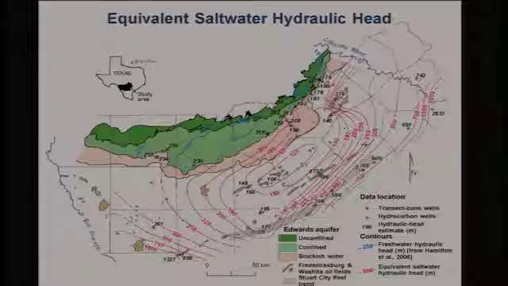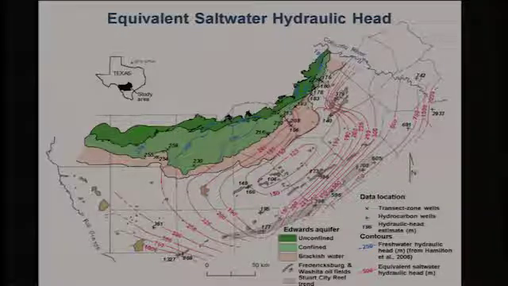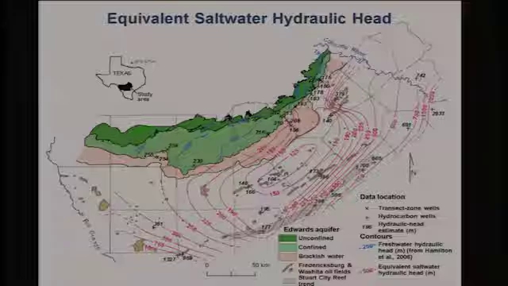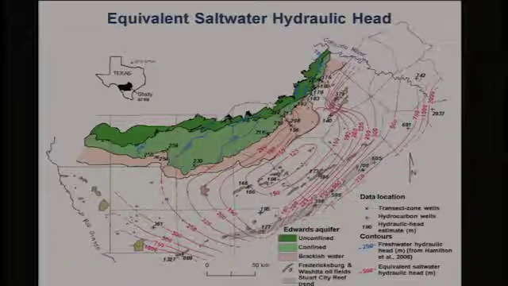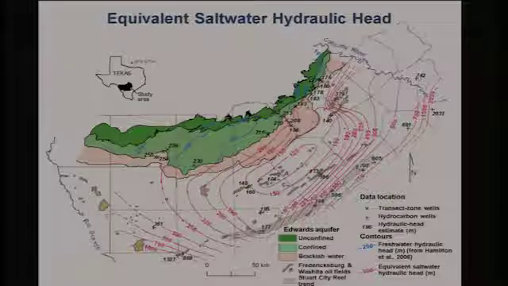Now, a few things to point out. First and foremost, we have heads along the Stuart City Reef trend in excess of 1 to 2,000 meters above sea level. So theoretically, according to these data, if you were to put a standpipe in the Stuart City Reef trend, you would have water rising many hundreds of meters above ground surface.